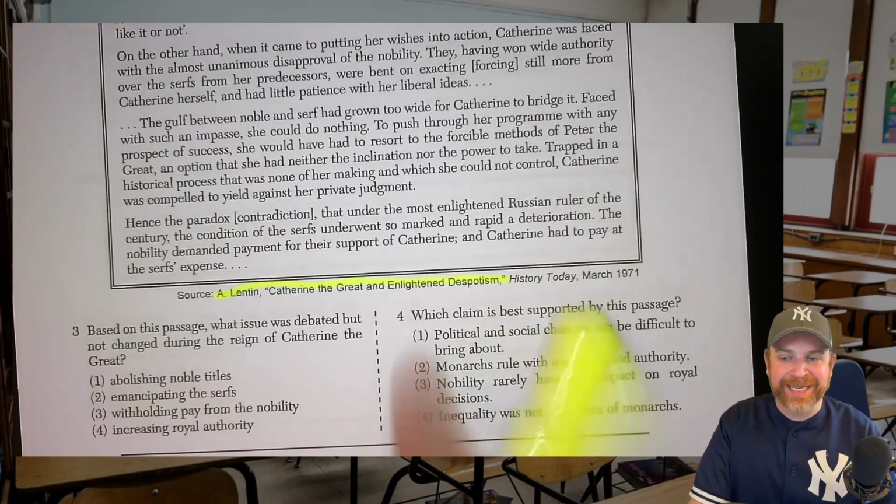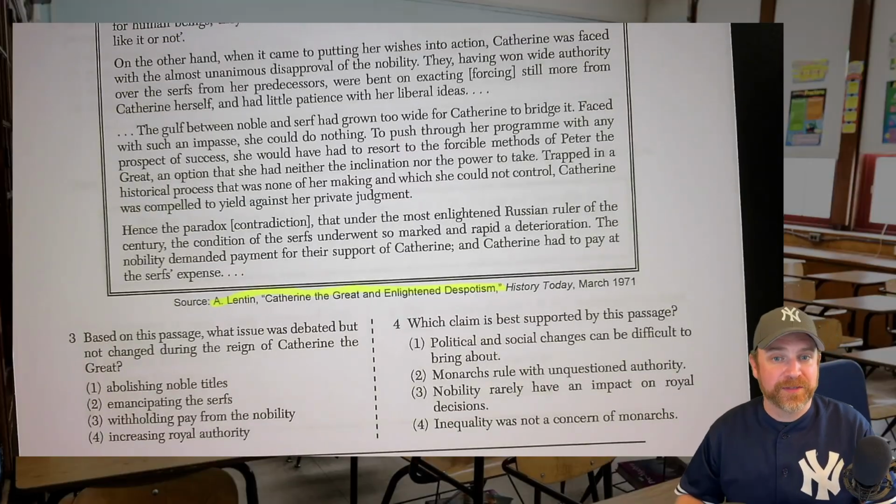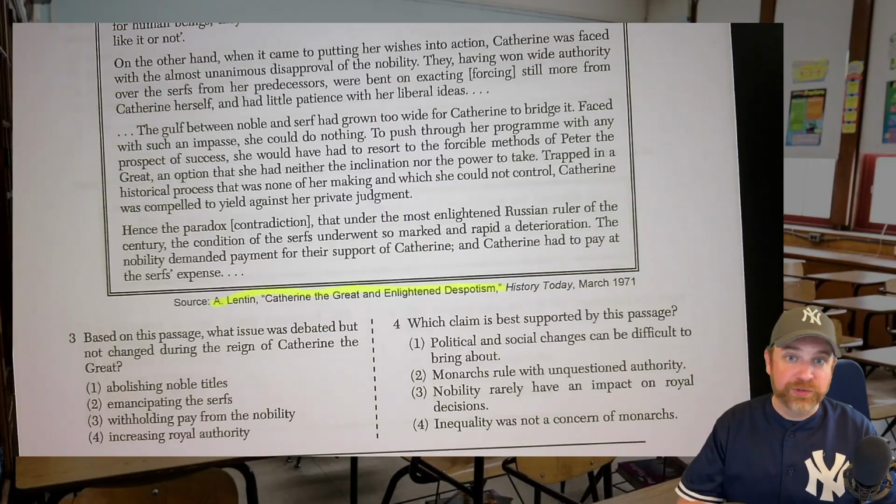And if you're enlightened, quote unquote, it means you follow the policies or you accept some of the ideas of Enlightenment thinkers. So think about people like John Locke, Voltaire, Rousseau, Montesquieu. If you are enlightened, you maybe embrace some of the ideas of those people, right? Make sure you know your Enlightenment thinkers and Enlightenment ideas.